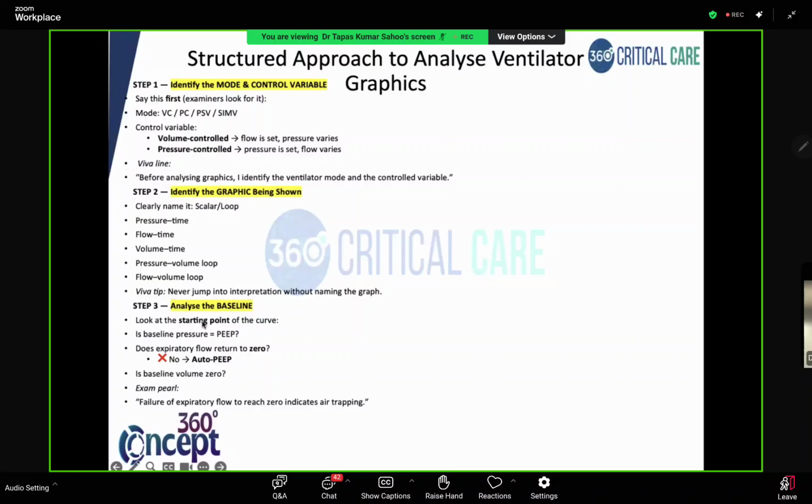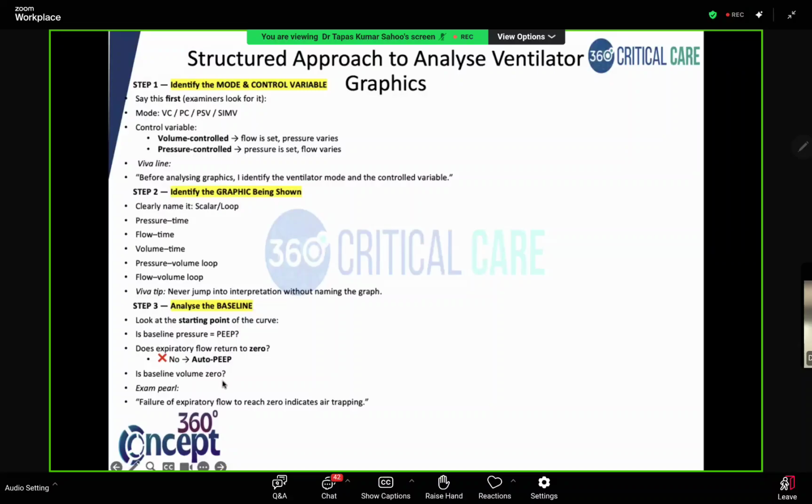Now, step 3 would be analyze the baseline. Look at the starting point of the curve. Is the baseline pressure equal to PEEP? I have already told you, if it is starting a little bit above, that means it is starting at the PEEP level. So the PEEP you have set at 5. Now, does the expiratory flow return to 0? If no, that means auto-PEEP is there. In the flow-time scalar, I have shown you, if the expiratory flow is not reaching the baseline with each breath, it is actually going a little bit below the baseline. That means there is auto-PEEP. So it is not reaching the baseline.